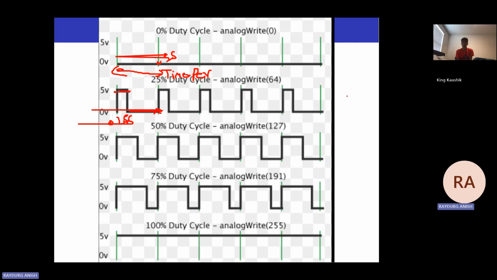So if you want to calculate the duty cycle, it's just on time divided by total time into 100. So on time is 0.25 seconds, divided by 1 second, into 100. So what do you get?